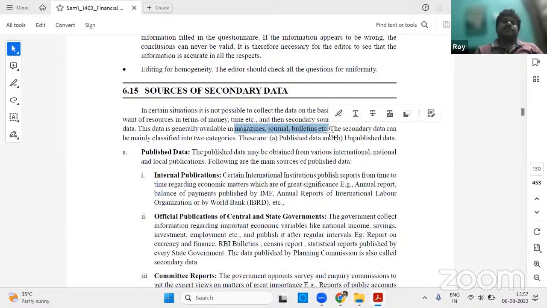Magazines, journals, and bulletins, we need to understand. The secondary data will mainly be classified into two categories. One is published data, the second is unpublished data. What is published data and unpublished data? Any answer quickly?